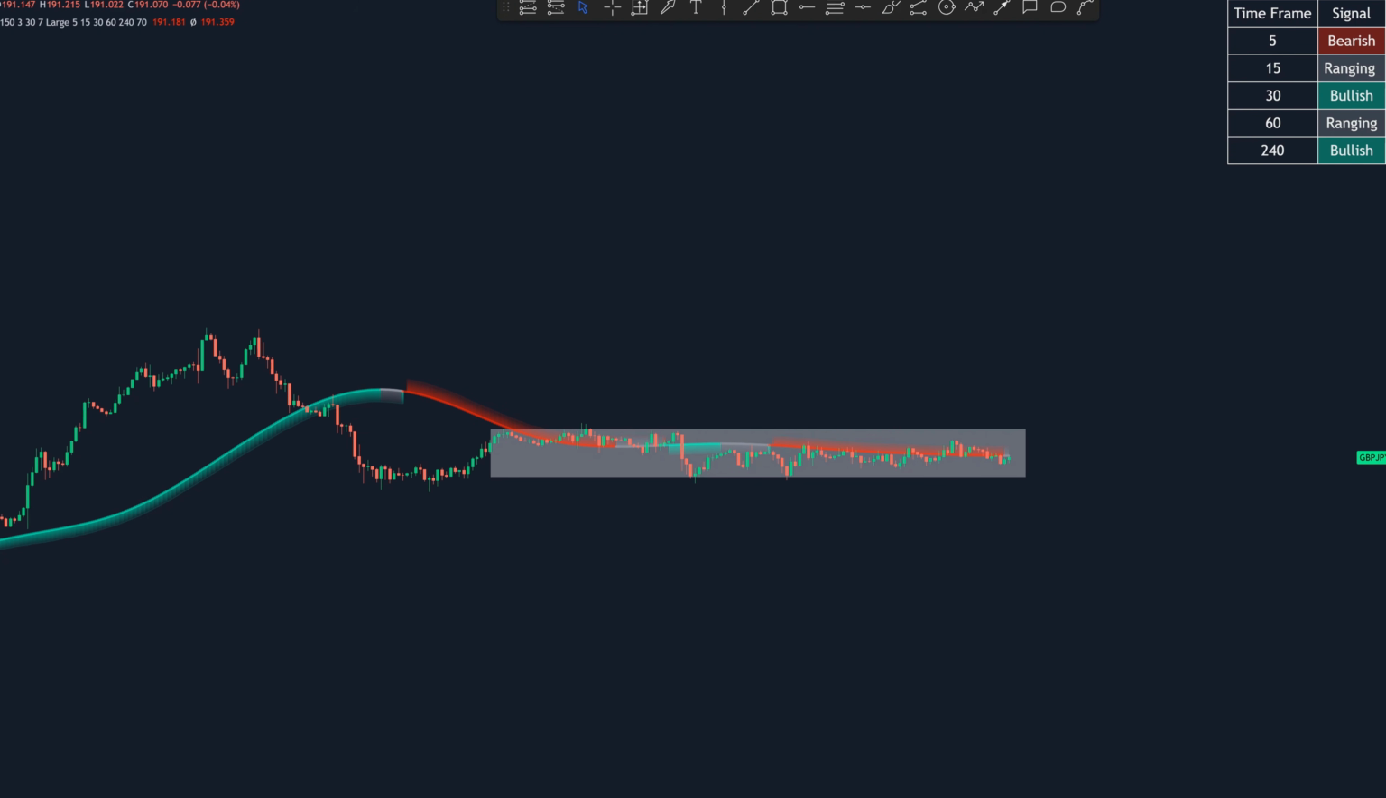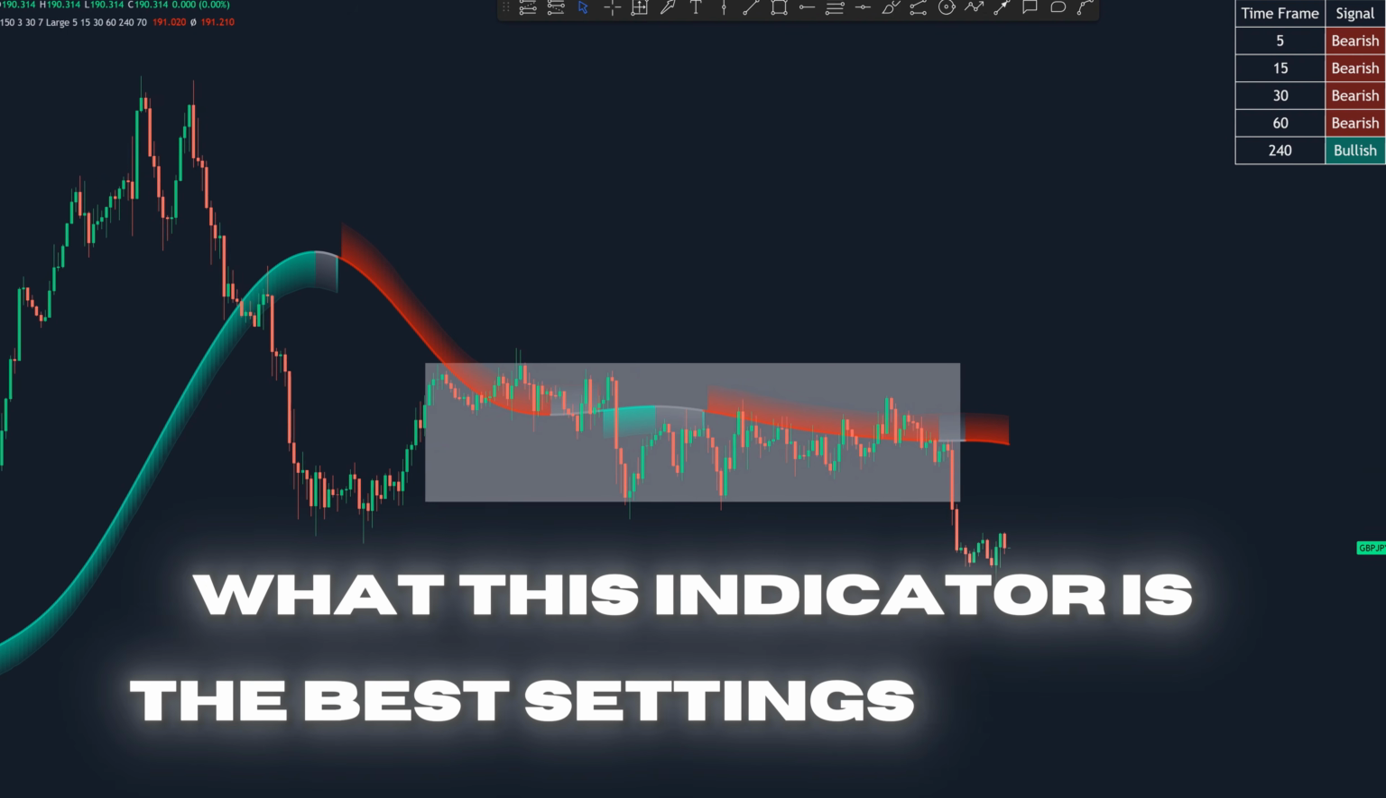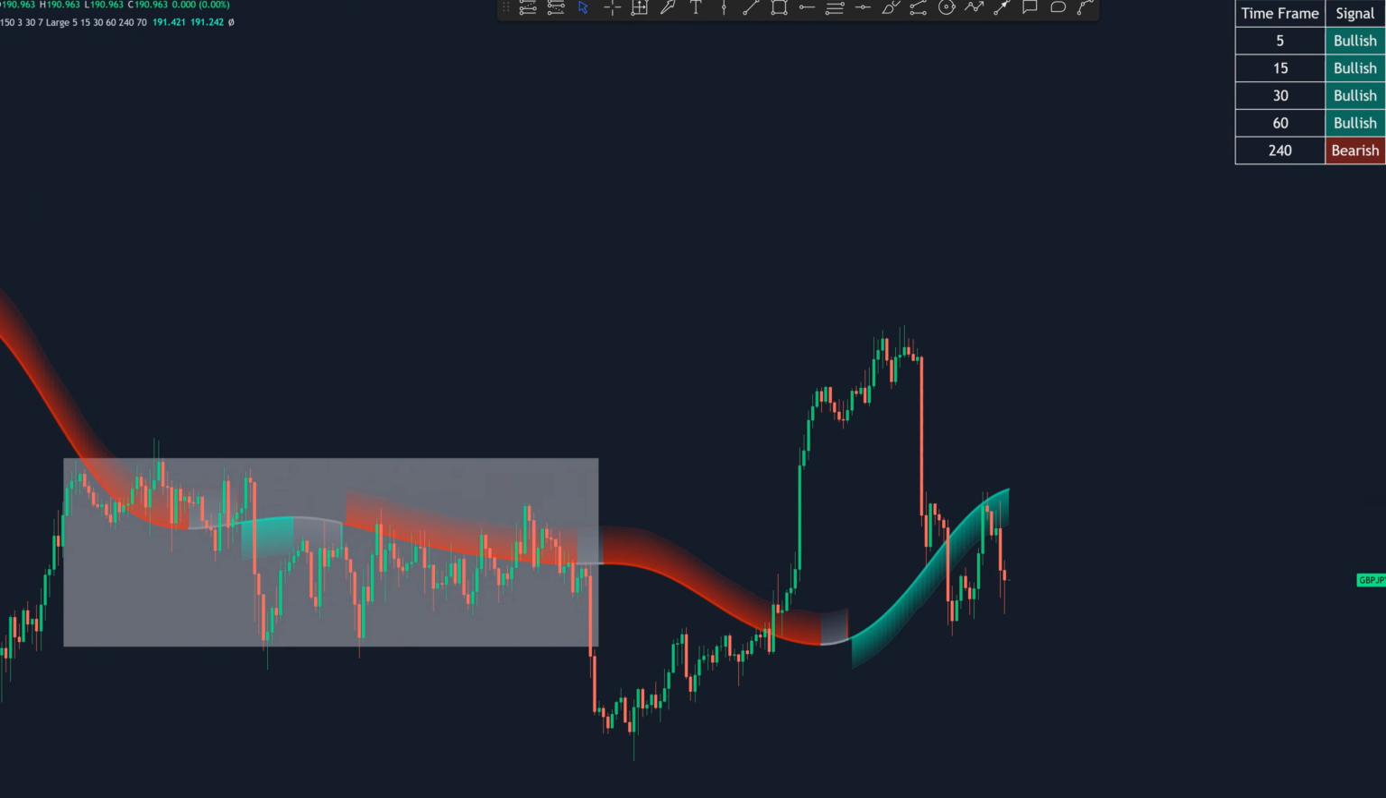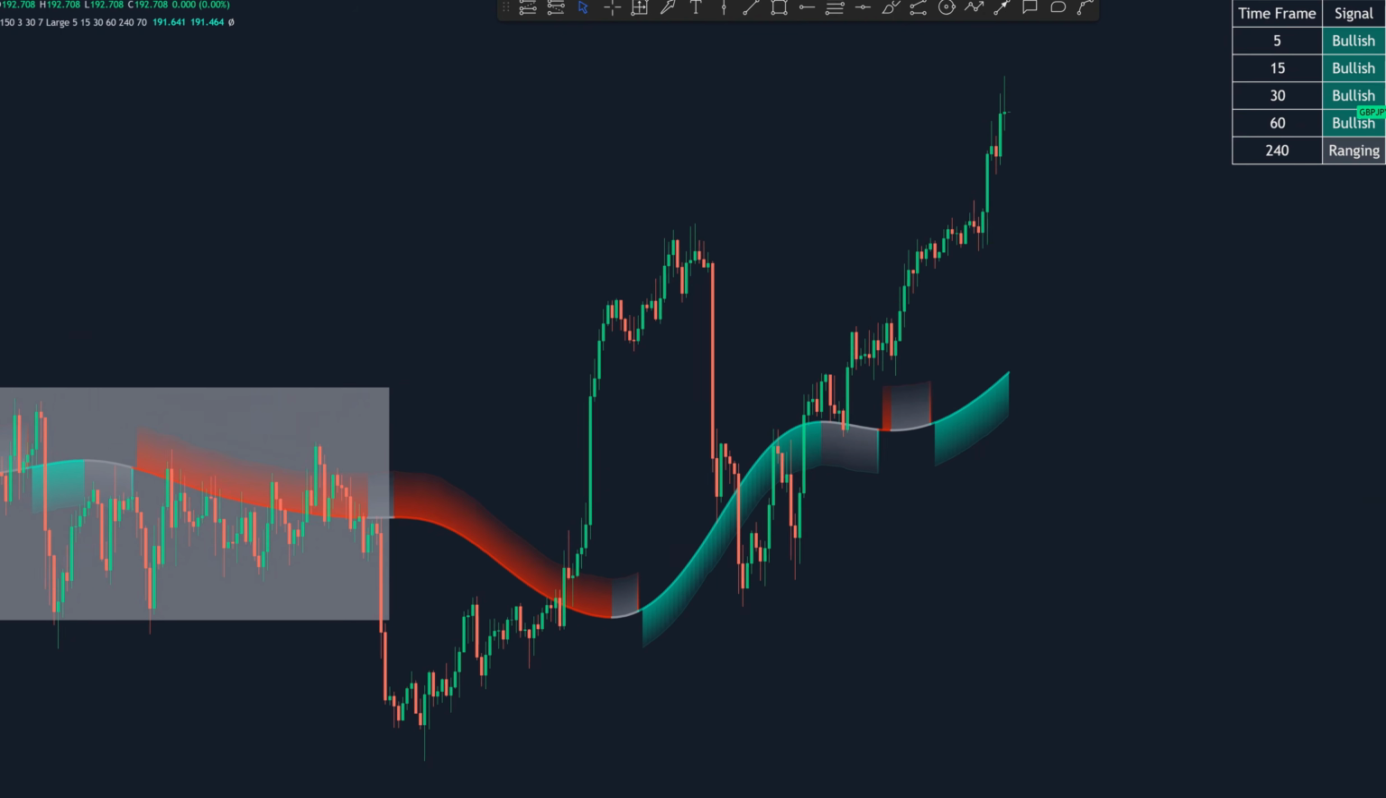In this video, I'm gonna go over what this indicator is, the best settings to use, and I'll even go the extra mile and showcase a super accurate pullback strategy that you can use with this indicator.